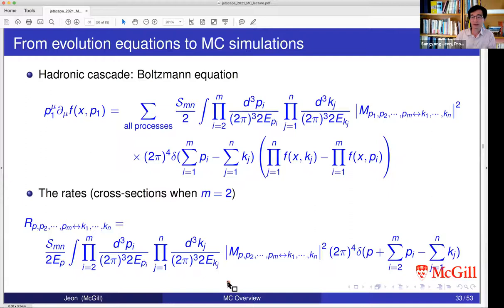So given your Boltzmann equation, it's easy to get the rate. Of course, it's easy to write down, but whether you can actually find the formula for it is another question. Now, in particular, when m is equal to 2, when you have two initial state particles, then this whole thing turns into cross sections if you divide this by the flux. So it's the same thing. Either you get the rates from the expressions for, let's say, a rate equation, or from the cross section, you get the rate and you can do simulations.